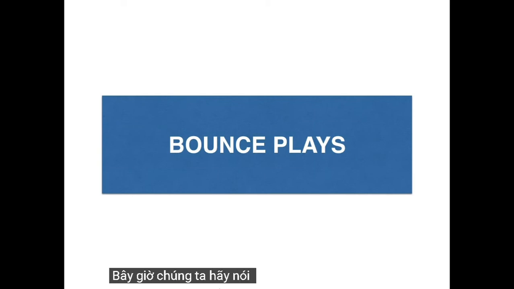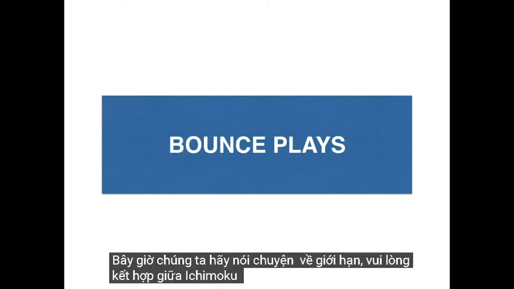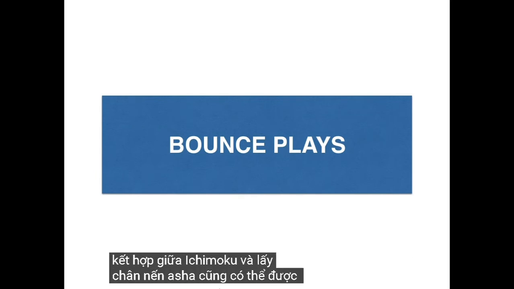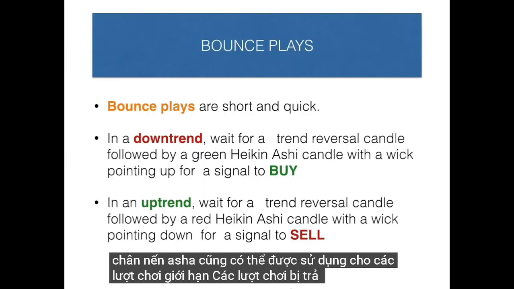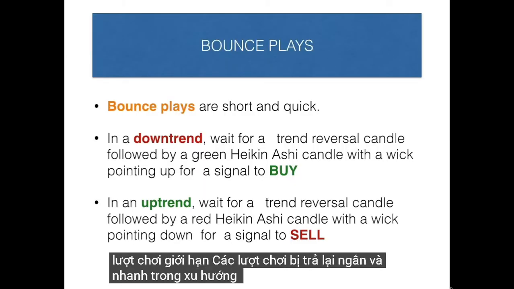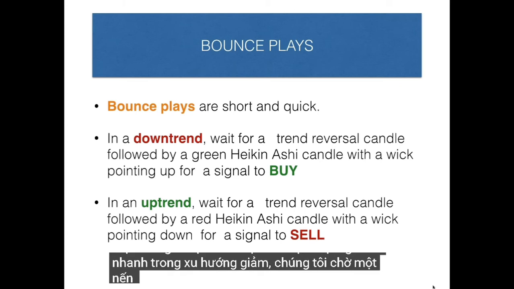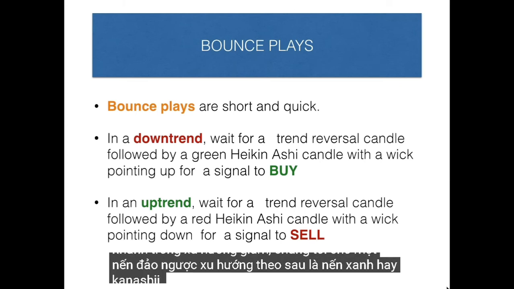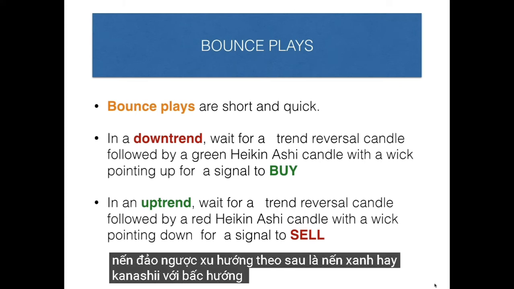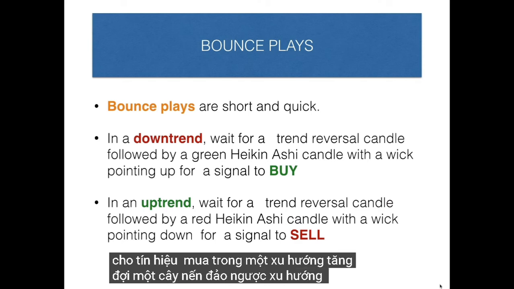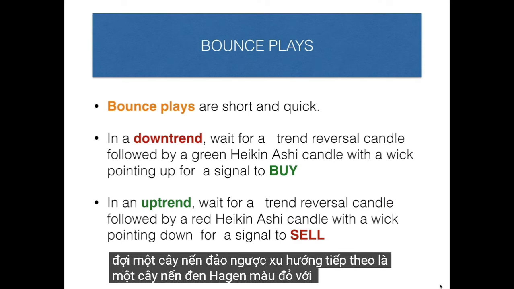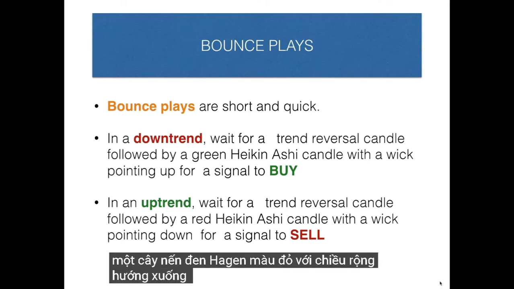Now let's talk about bounce plays. The combination of Ichimoku and Heikin Ashi candlesticks could also be used for bounce plays. Bounce plays are short and quick. In a downtrend, we wait for a trend reversal candle followed by a green Heikin Ashi candle with a wick pointing up for a signal to buy. In an uptrend, wait for a trend reversal candle followed by a red Heikin Ashi candle with a wick pointing down for a signal to sell.